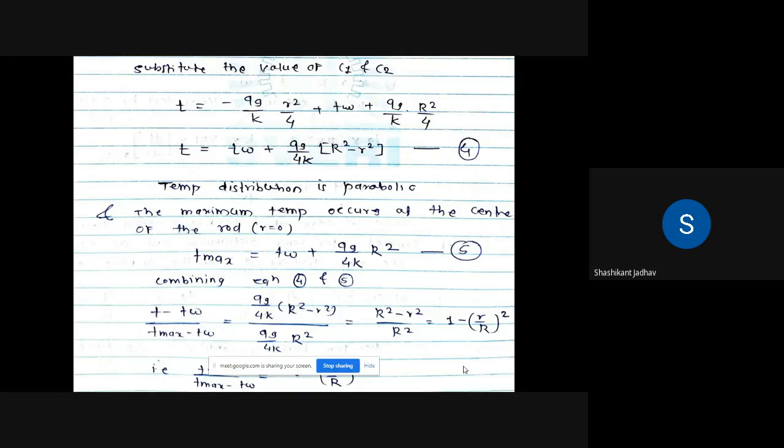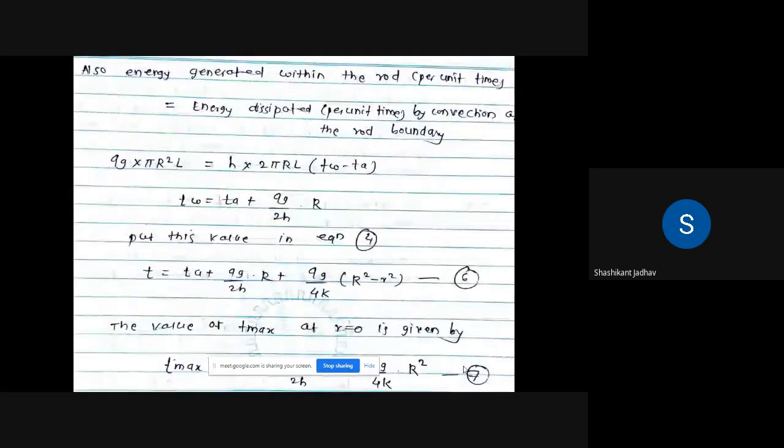Then our aim is to calculate the h. If we know the value of T max, then how do we calculate the value of h? What is the related formula? This is the formula: TW is equal to TA plus Qg by 2h into R, because TW is known to us and TA is known to us.